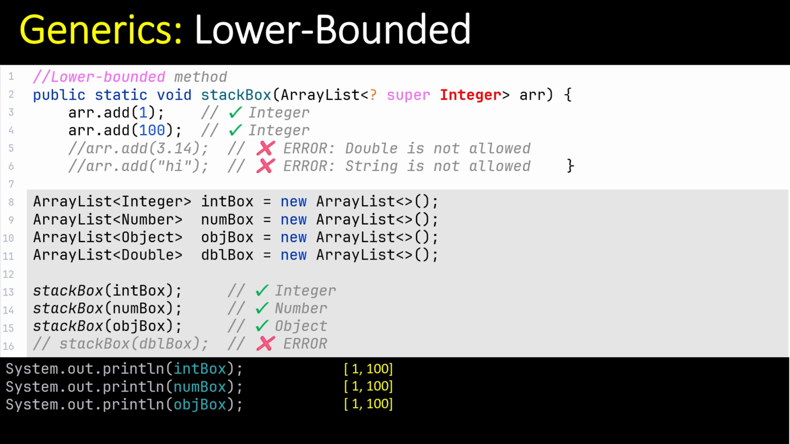The key point is that the lower bound guarantees safe insertion inside the method, not that the list will only contain integers forever.